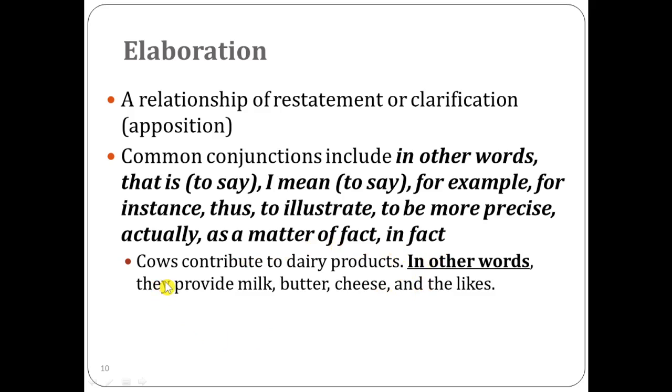Now, take a look at the following example. Cows contribute to dairy products. In other words, they provide milk, butter, cheese, and the like. So from here, they make an elaboration using the expression in other words. This is one way to make the text textured and logically linked, with the condition of making clarification.